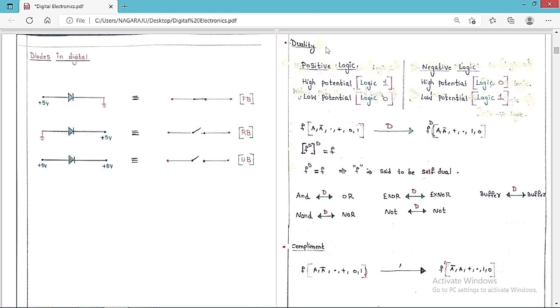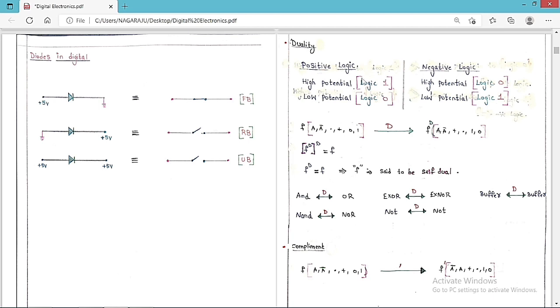Duality means, let me tell you in detail regarding duality. For positive logic we are going to assume high voltage, high potential, as logic 1 and low potential as logic 0. For negative logic it is the reverse of this. For high potential we assume logic 0 and for low potential we assume logic 1. So it is the reverse of this one.